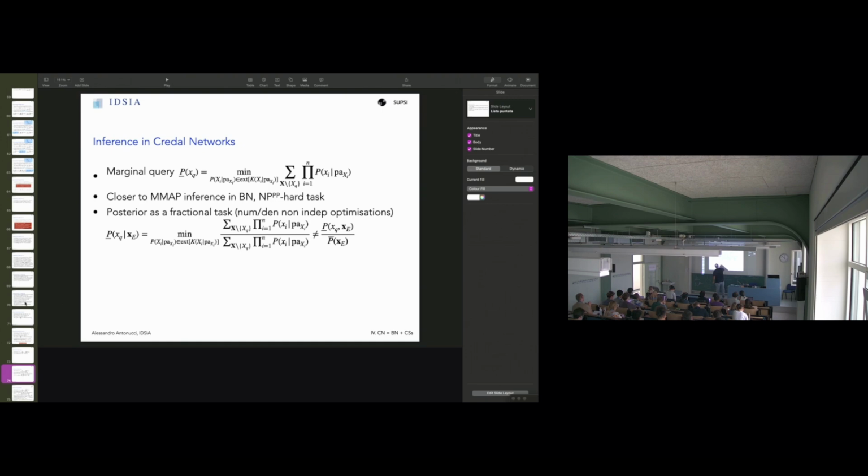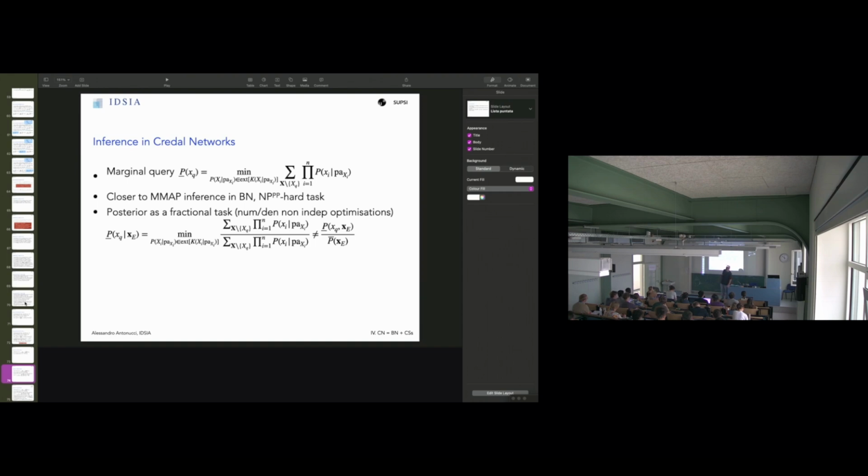And if you remember, when I was mentioning these two problems for Bayesian networks, I was saying that they are almost the same. It's true that here we have the denominator, but this is like a normalizing constant for Bayesian networks. For credal networks, it's not anymore, because this is not constant, because we have different specifications, different Bayesian networks, and the denominators will be different.